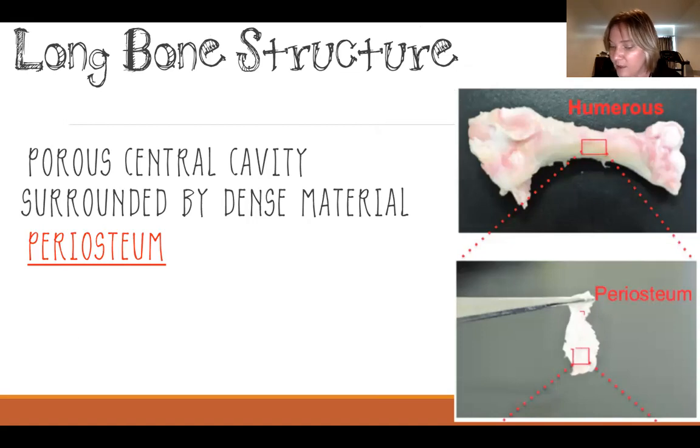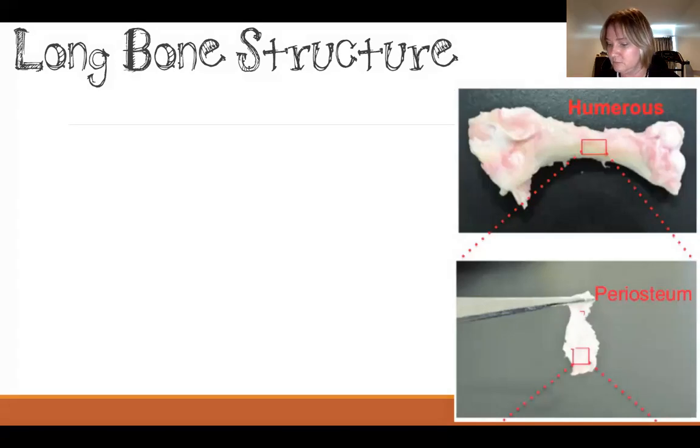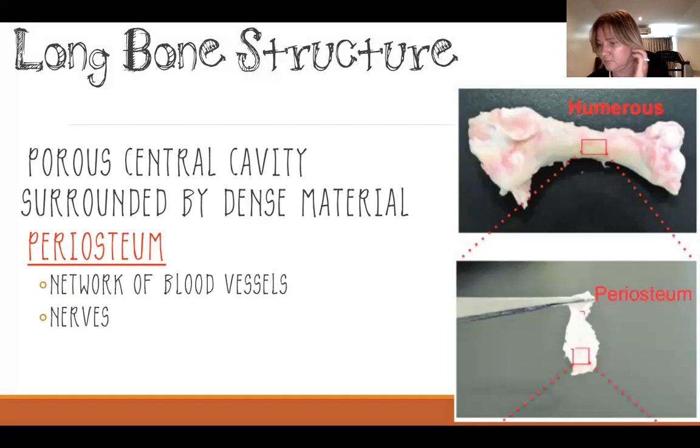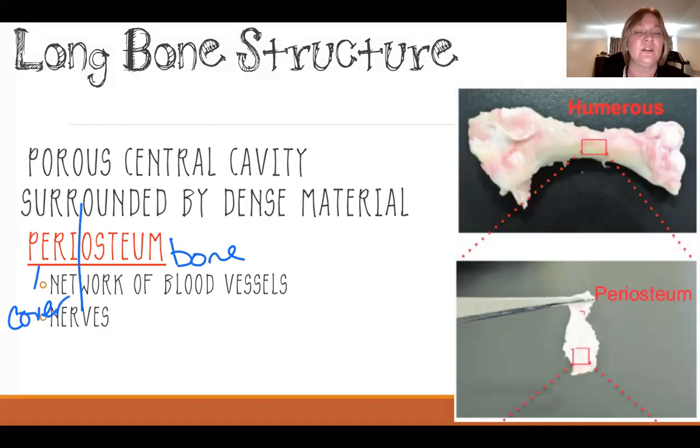Now, breaking down the word like we always do, we've got peri and osteum. Osteum meaning bone, and peri meaning cover. So it literally translates to bone cover. And you can see that here. It is a tough, fibrous connective tissue.